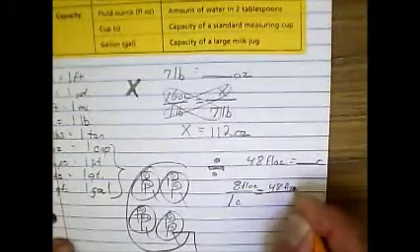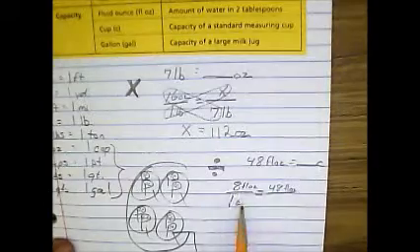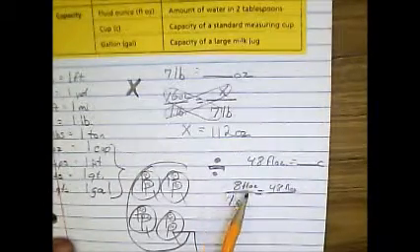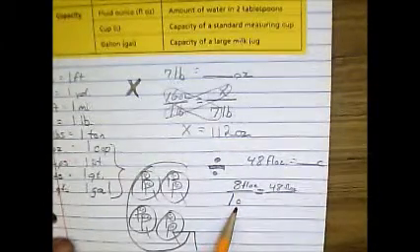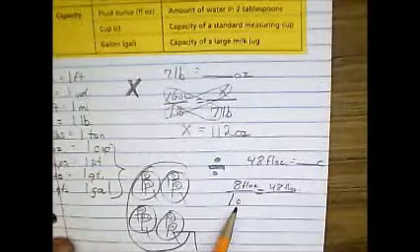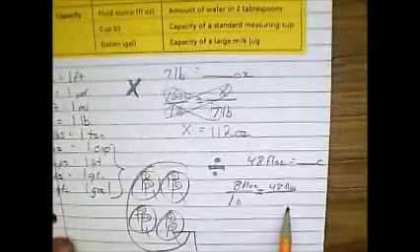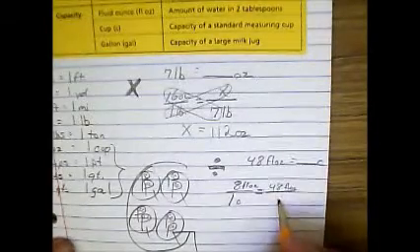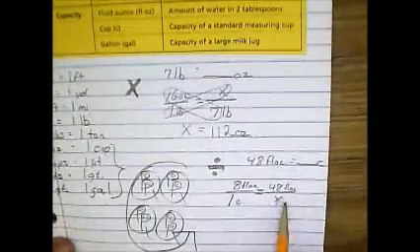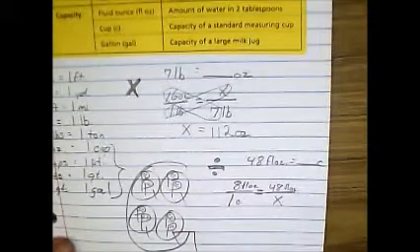Now, I want to mention though, it doesn't have to be this way. If you set up your ratio 1 cup to 8 ounces, right? Then you would put it on the bottom. Bottom line is you want ounces across from ounces and cups across from cups. What are we going to put down here? X.